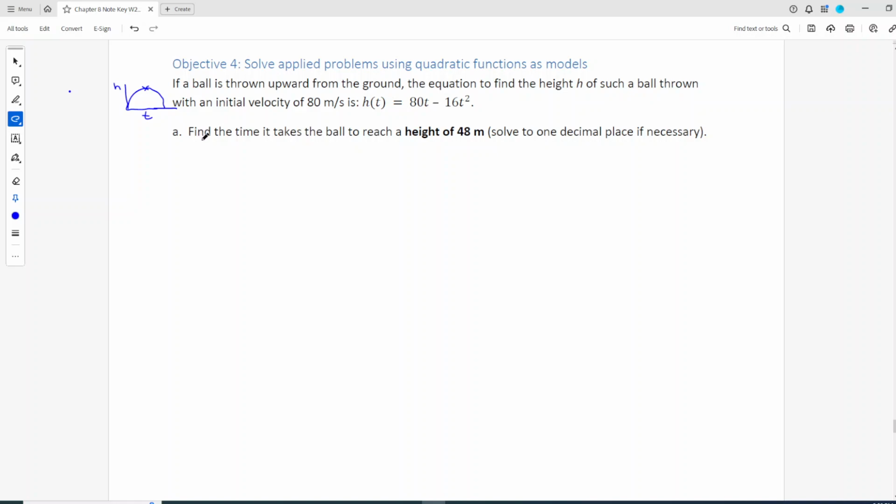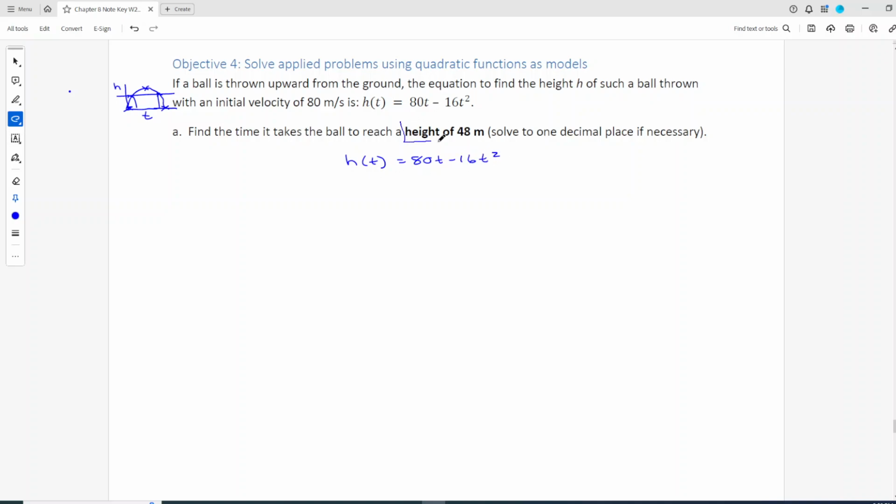Whereas in 8.4, we're going to be asking more things along the ground or anywhere that there can be 2 points. So for example, we're going to be asking, find the time it takes the ball to reach a height of 48 meters. So I'm going to assume that that's not the maximum. I'm going to assume it's somewhere up here, and we're going to be solving for the 2 times that the ball is at 48 meters. So if we do that, the equation is height as a function of time is equal to 80t minus 16t squared.